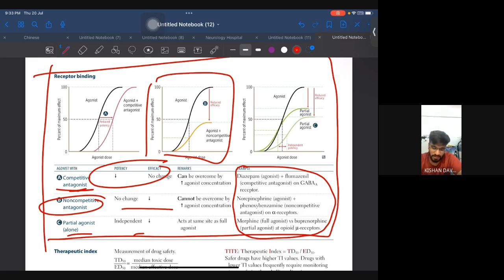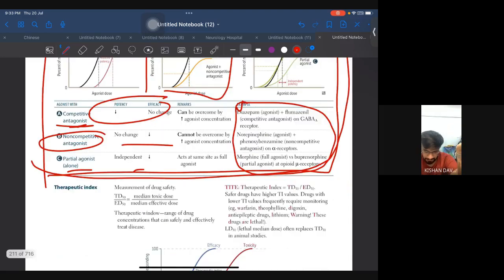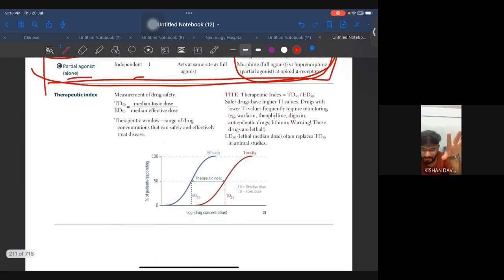Okay, so this receptor binding part, memorize this whole stuff. For sure one question is going to come from here. This is very easy, just remember potency and efficacy and you have to revise all this stuff. Okay, therapeutic drug index, you just have to remember this: measurement of drug safety, these 2 points, that's nothing else.